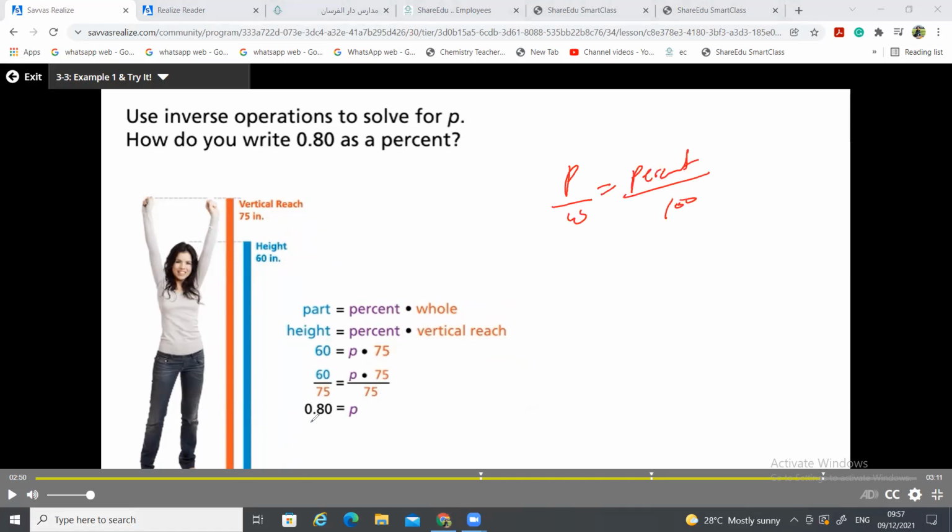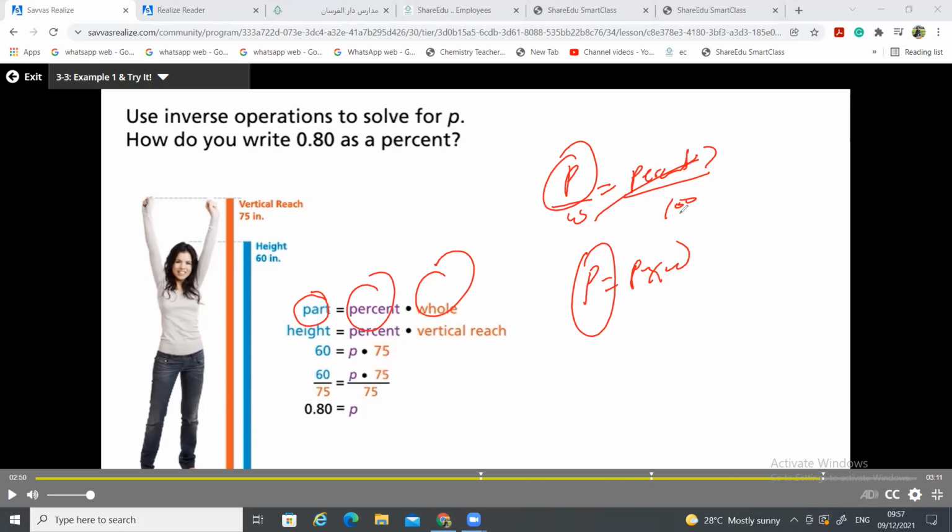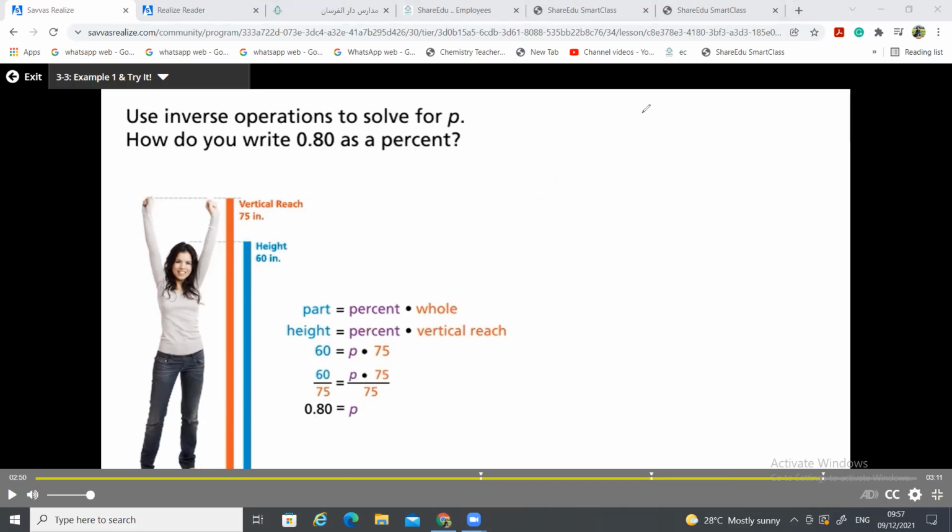Yes. So now finally, they did not say this to us. They said just P equal percent times W. P is the part. Part equal percentage times whole. They did not put 100. So whatever the answer I got, I'll put it by 100. Got it or no, not yet?